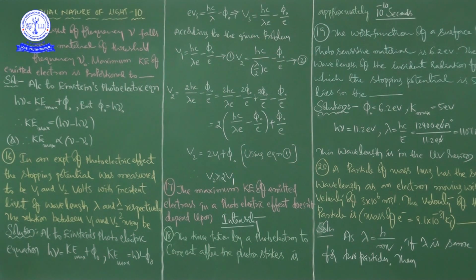Next problem. In an experiment of the photoelectric effect, the stopping potential was measured to be V1 and V2 volts with the incident light of wavelength lambda and lambda by 2 respectively. The relation between V1 and V2 may be?